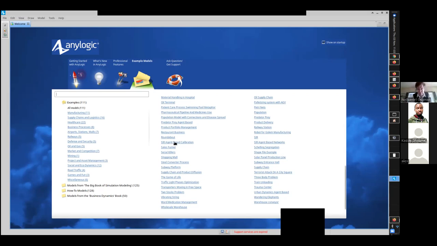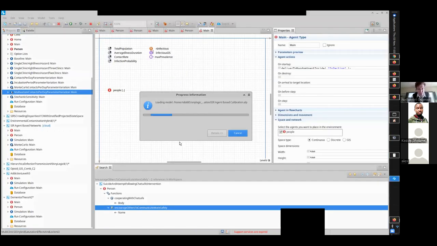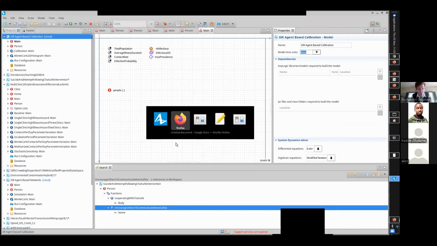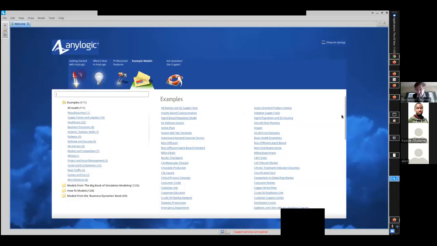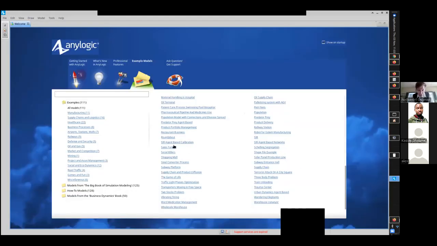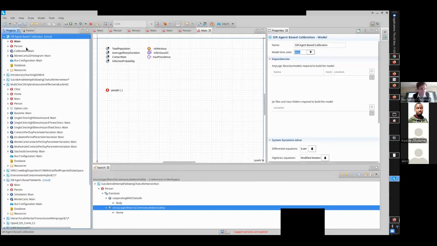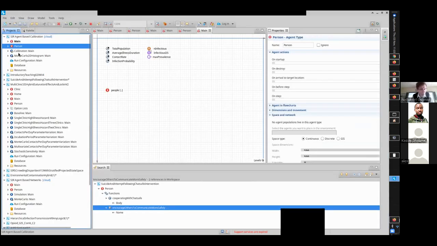So it is the help model in AnyLogic Help. Apologies for the confusion. SIR agent-based calibration available off of help. Again, example models, scroll down on the right, SIR agent-based calibration. Okay, let's go load that in. Here we go.